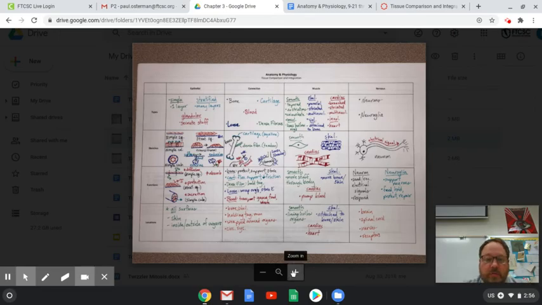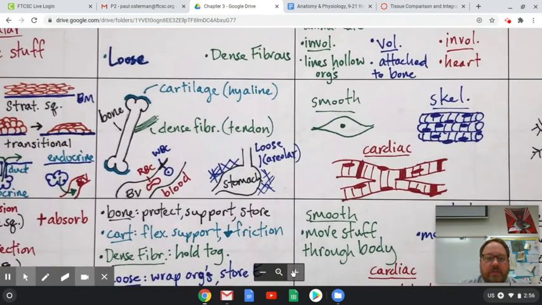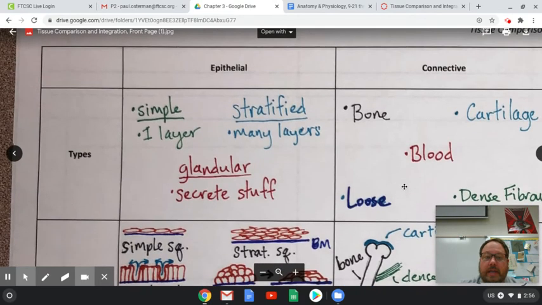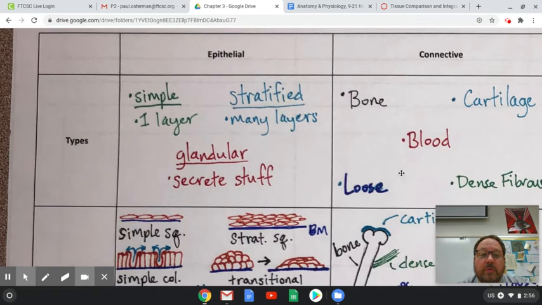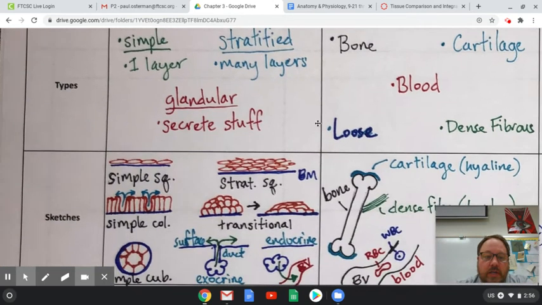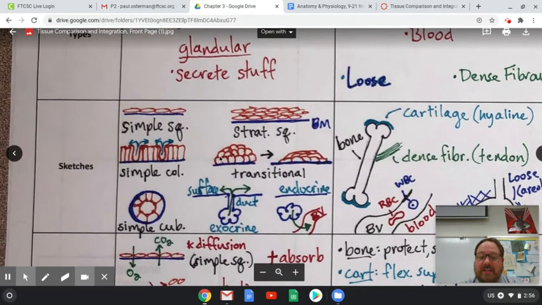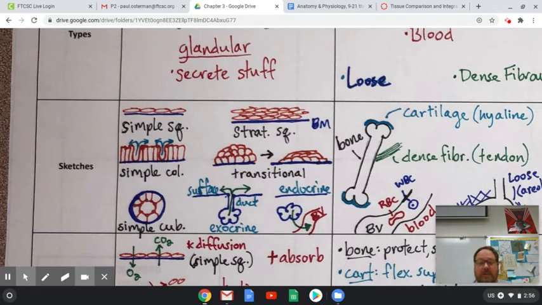So let's start with epithelial tissue. Epithelial tissue has three types. There's simple, meaning it's one layer, stratified, meaning multiple layers, and then there's glandular epithelial tissue that secretes different substances like sweat or hormones, whatever the case may be. So just remember, simple is a single layer and stratified is multiple layers. That's an important feature. Now, in terms of what sketches to include, this might be pretty tight. So if you want to draw in other areas, you can.